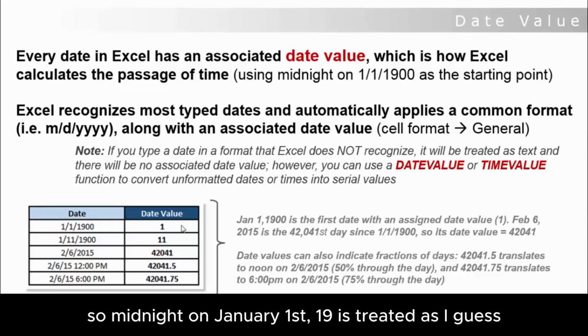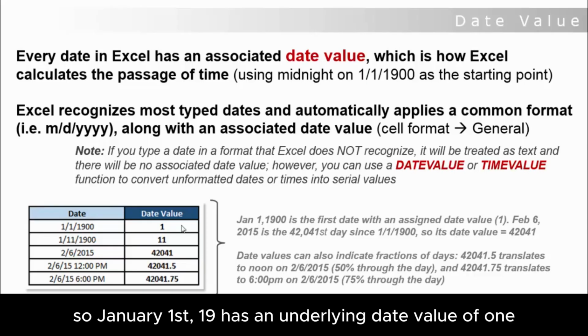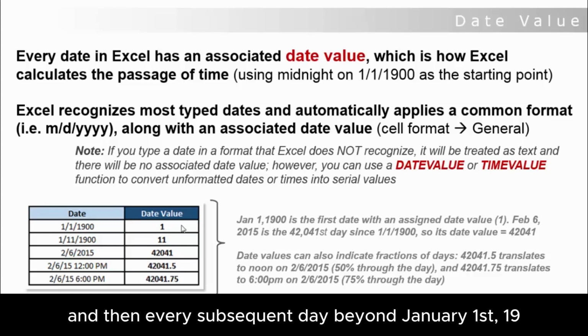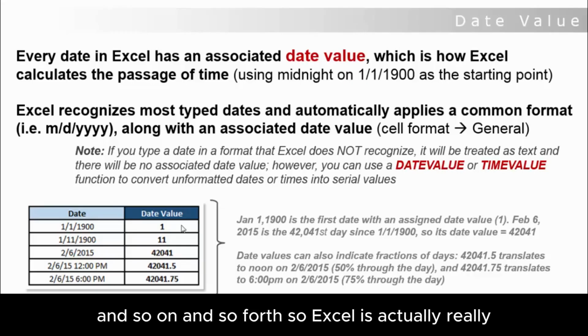So, midnight on January 1st, 1900 is treated as, I guess, the beginning of time in Excel's universe. So, January 1st, 1900 has an underlying date value of 1, and then every subsequent day beyond January 1st, 1900 has a date value 1 number higher. So, January 2nd, 1900 has a date value of 2, and so on and so forth.